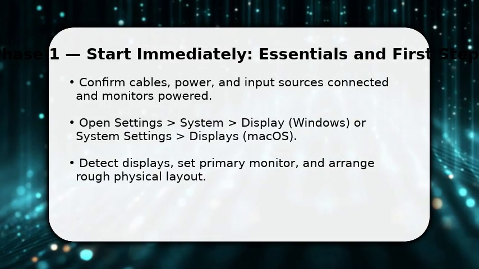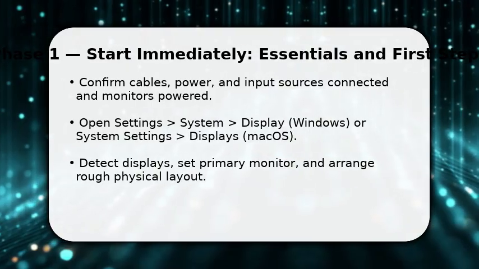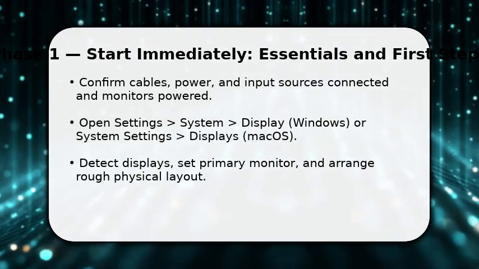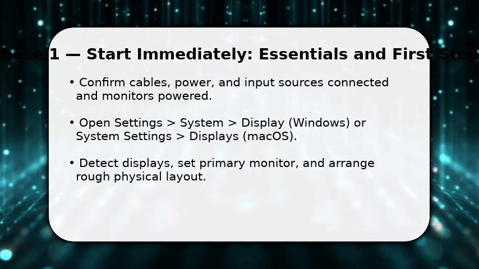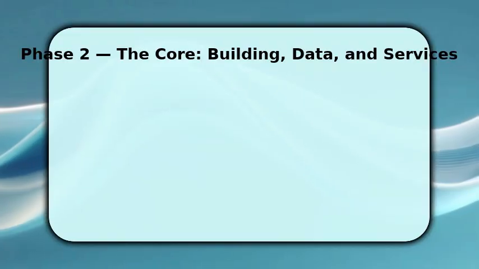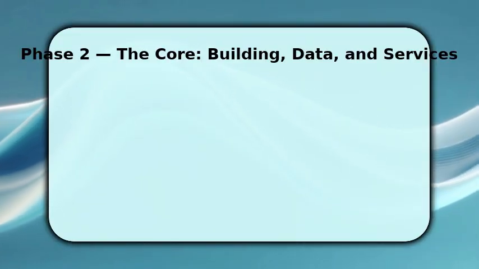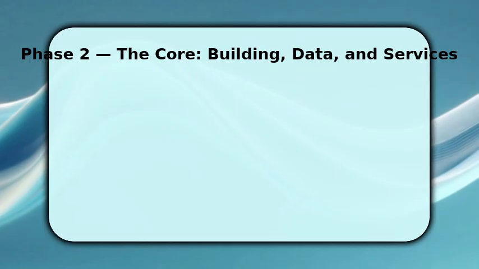This first pass ensures the system recognizes all three units, so subsequent adjustments apply cleanly and predictably. Once displays are detected, drag their icons to mirror real placement. Align their tops or bottoms so the cursor moves smoothly across edges.